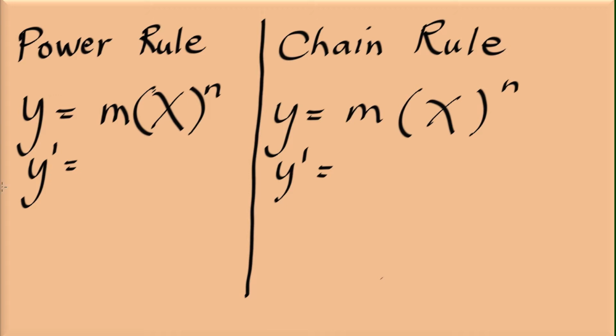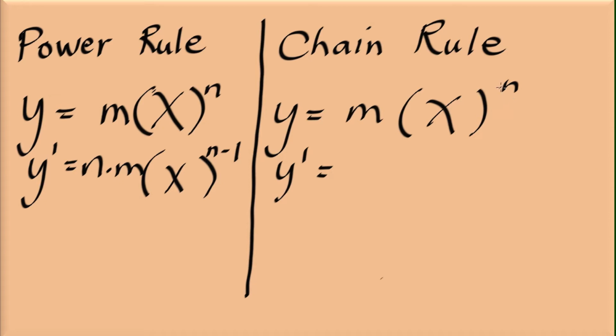Now given the same function, the power rule says that if we have mx to the n, then you multiply n to m. So it's going to look something like nm times the base x raised to n minus 1. While the chain rule is actually a generalized power rule. So this is a power rule with one extra step.